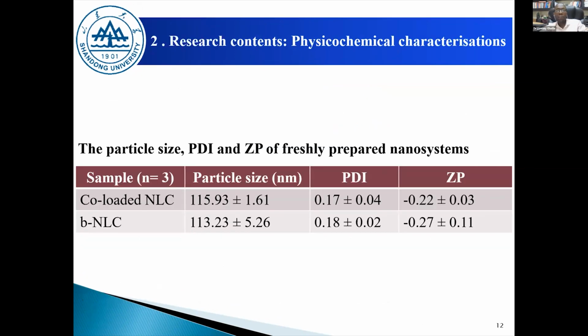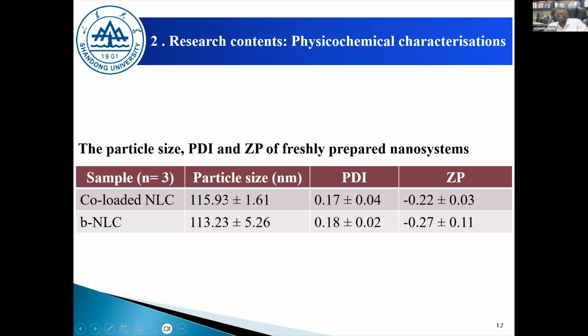Now let's go into the research content. What was done? The physicochemical characterization: particle size, polydispersity index, and zeta potential. You can see that for the loaded NLC, the particle size is 115.93 nanometer, as opposed to the blank NLC. This makes sense because it carries more compared to the blank NLC. So that's really good.